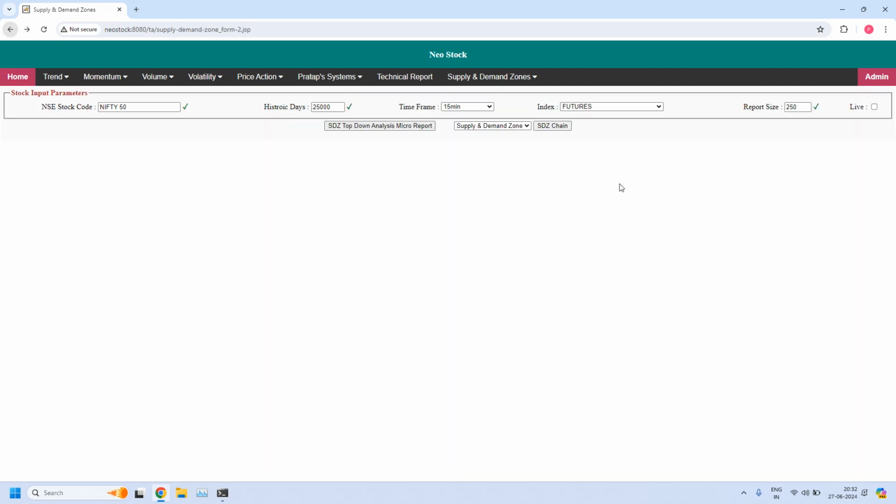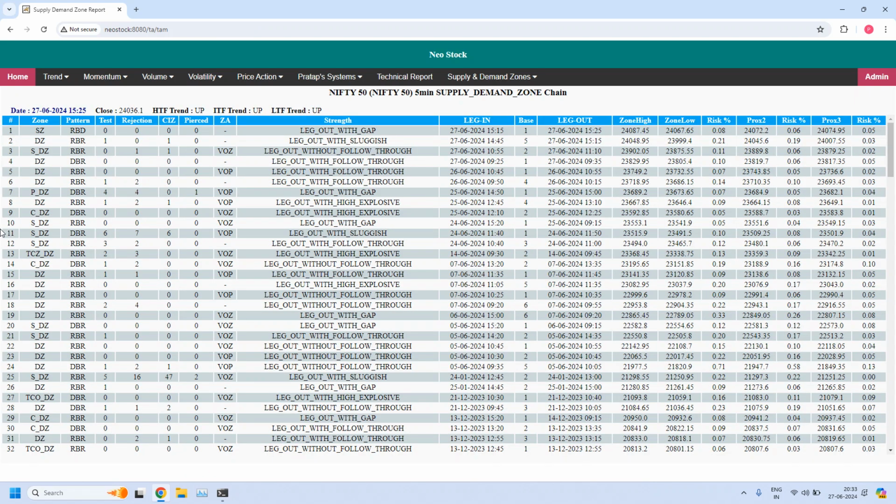So I am going back, changing the time frame to 5 minutes. I am generating 5 minute supply demand zone chain for Nifty. So at present Nifty is having a supply zone. It's a normal supply zone only. And a few zones are created today. 1, 2, 3 demand zones are created. In that, one is a high liquidity demand zone. This is a high liquidity demand zone, 5 minutes time frame. So this is about the Nifty supply demand zone chain.